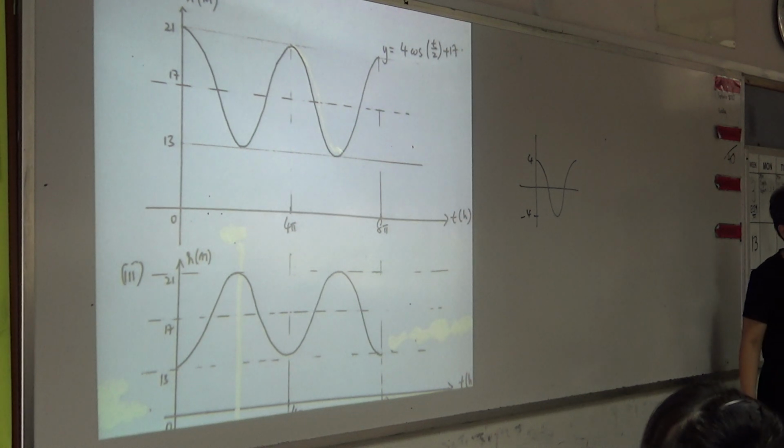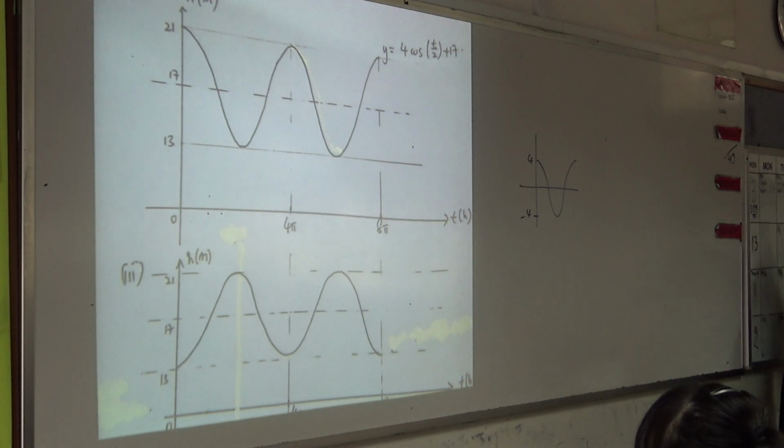Everybody clear? Everybody clear? Now look at the third part that we come to. Explain how your graph will change if the start of the depth measured is delayed by 2 pi hours.